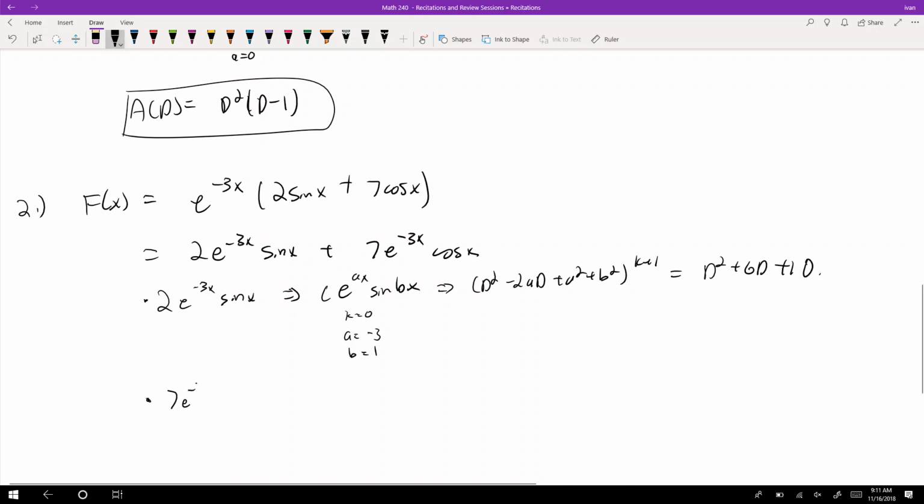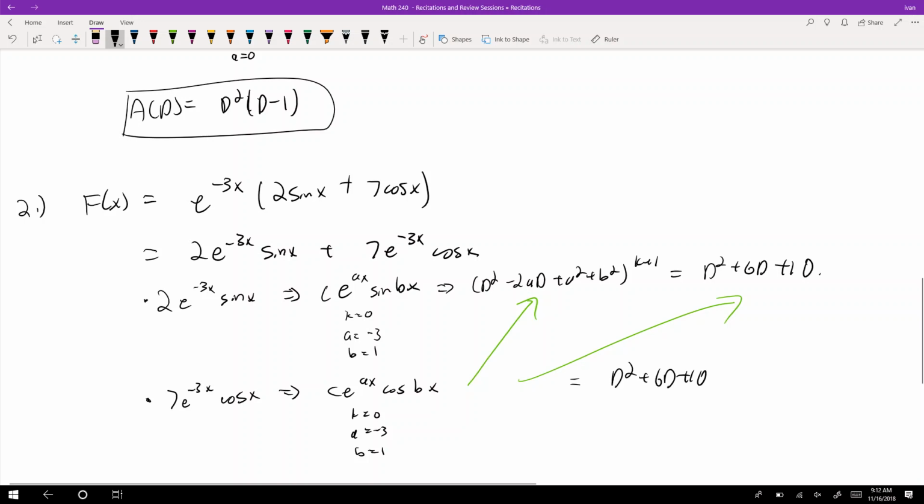Likewise, 7e to the negative 3x cosine x. You get c e to the ax cosine bx, but k is still 0, a is still negative 3, and b is still 1. So what's going to happen is that when you use the annihilator, you're just going to get the same answer. So this is equal to d squared plus 6d plus 10.